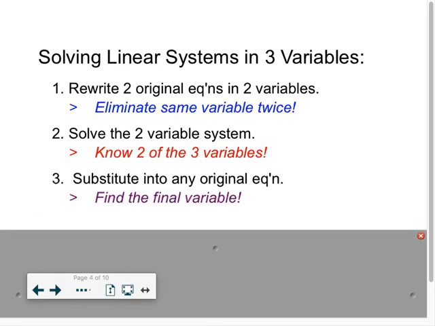And then the last thing we did was we substituted those 2 variables back into one of our original equations so that we would find the final variable. So like we eliminated y in the beginning. That was the last variable that we found. We found x and z in the 2-variable system first.